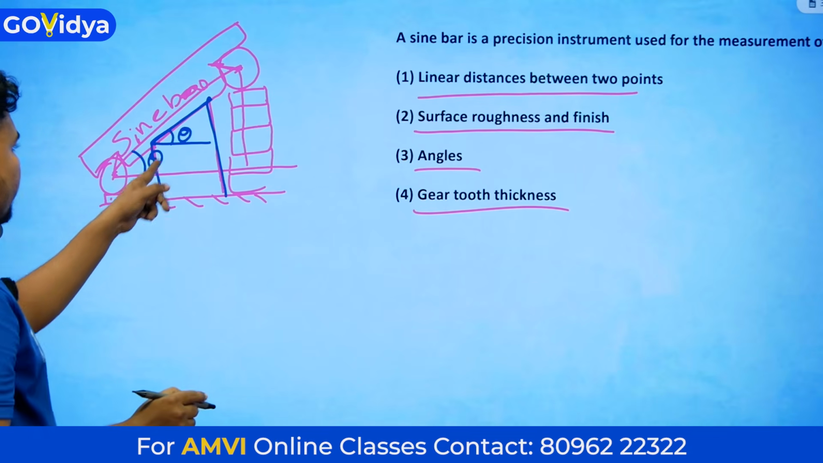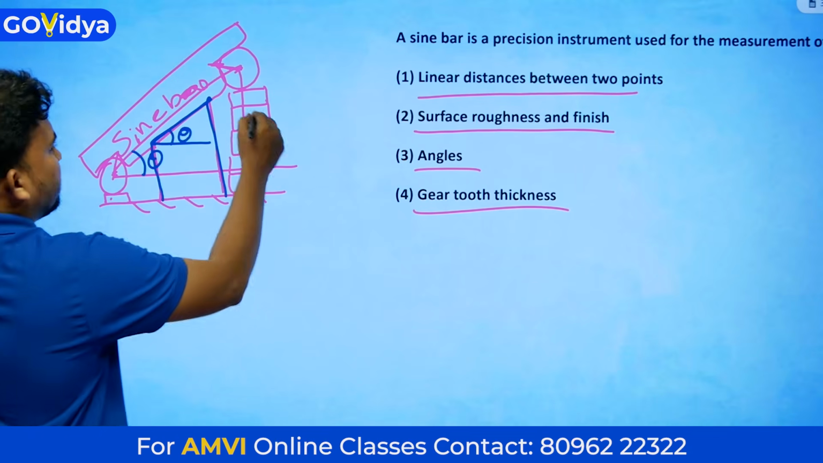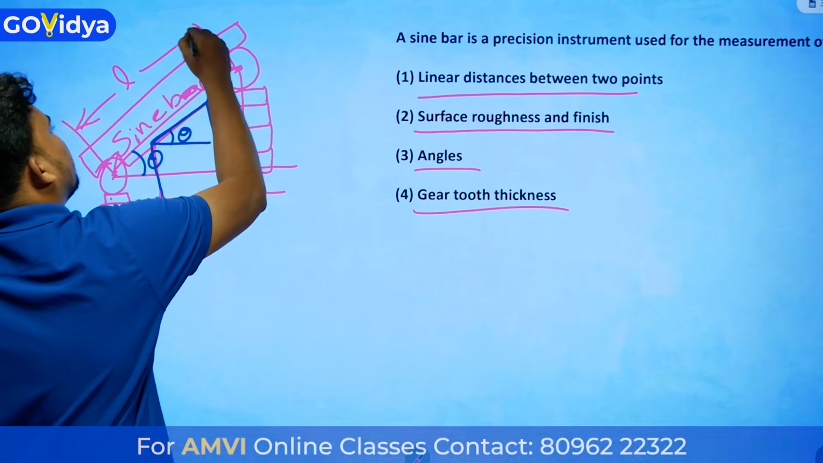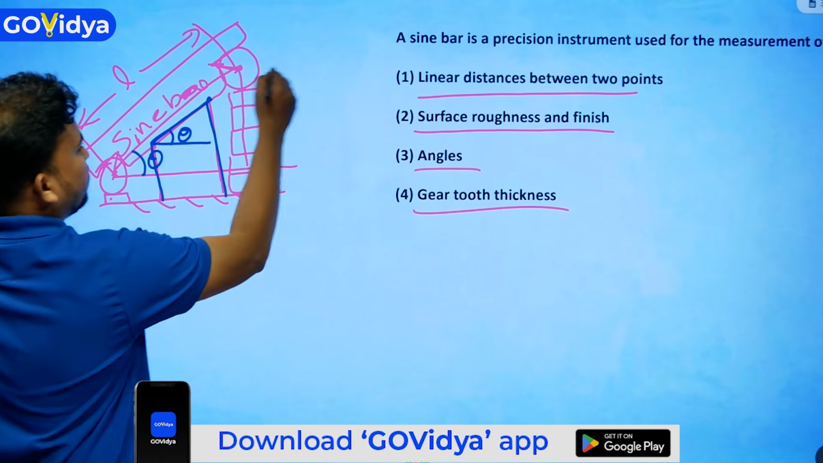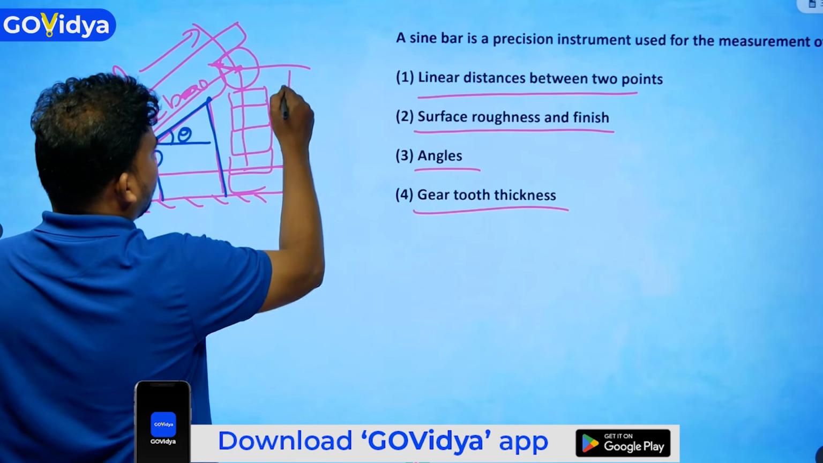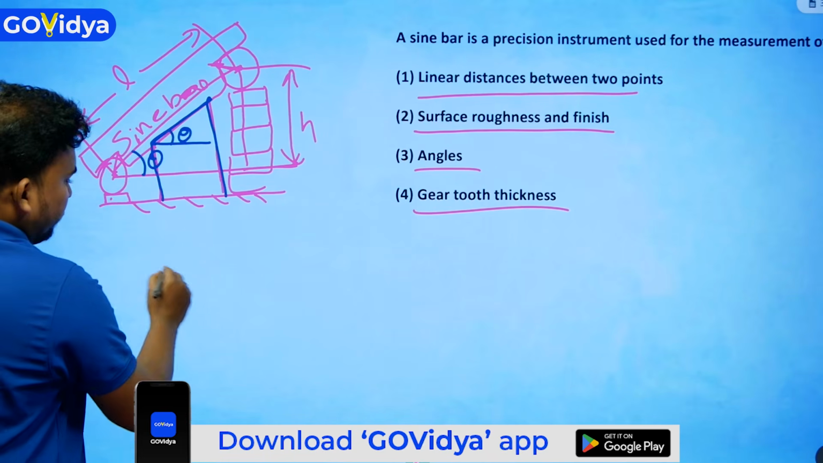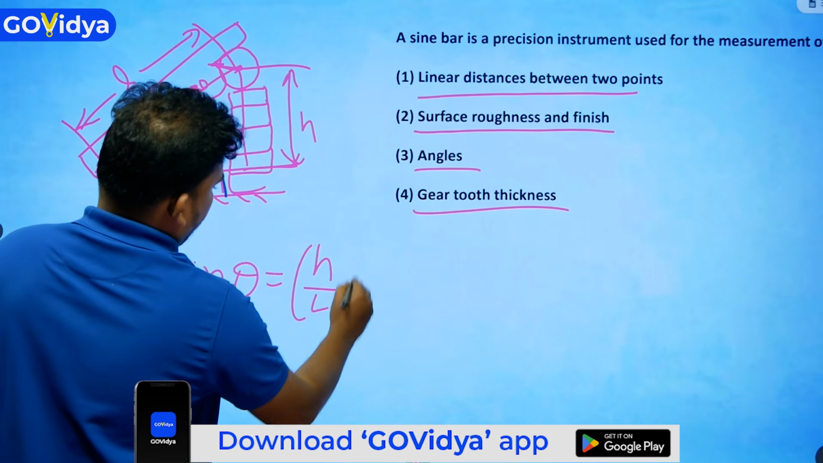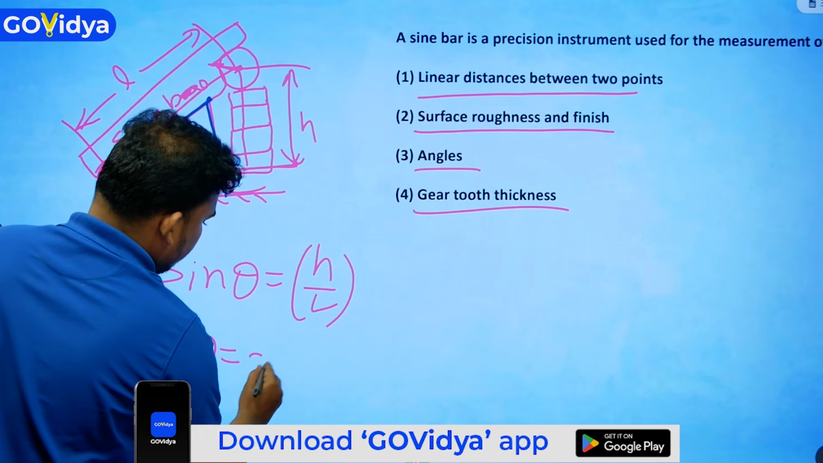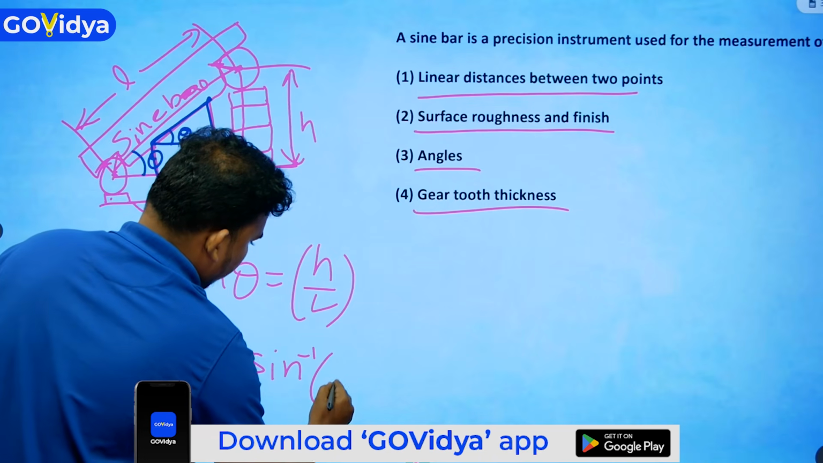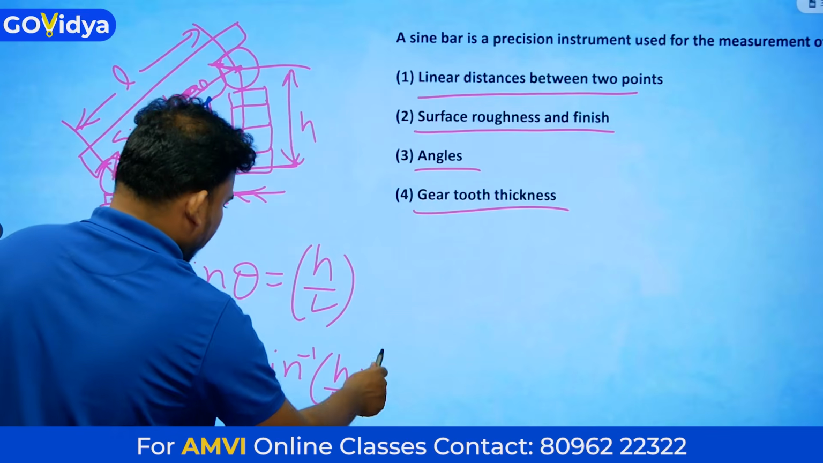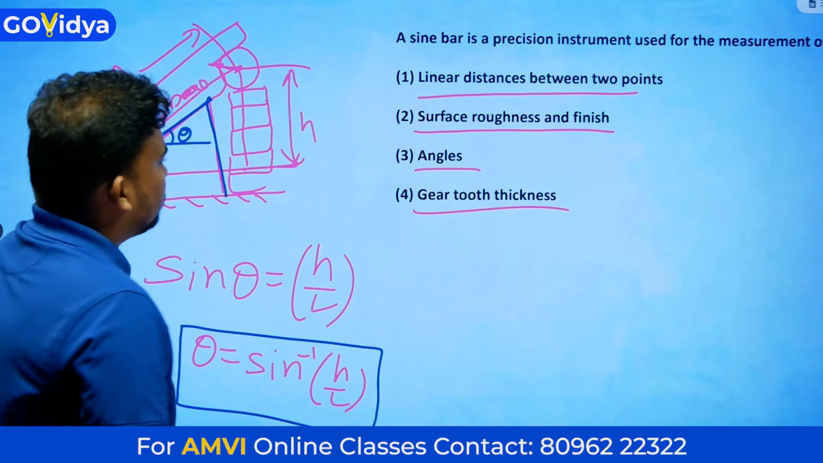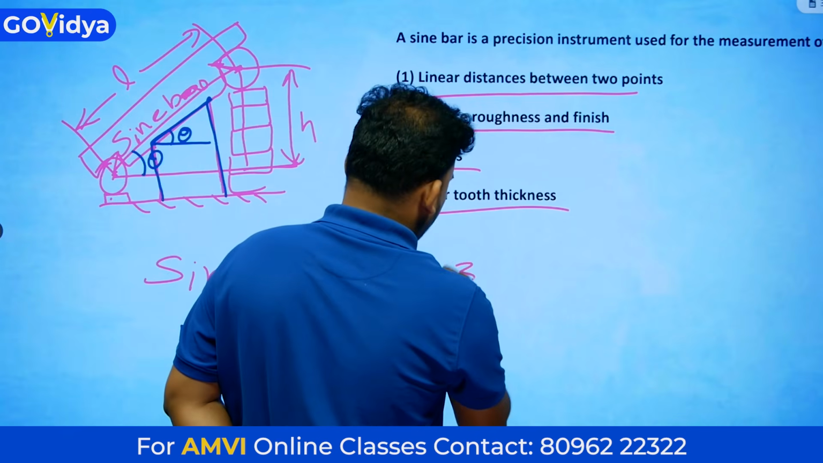So using the sine bar, I can calculate my angle. See, this length is fixed, I know, because the sine bar length is fixed. So using this datum, I can calculate this side also. If I apply the trigonometry, sin theta will become h by L, right? From here, theta I can find as sin inverse of h by L. This is the sine bar, used for measuring the taper angles. Answer is 3. 3 is the correct answer.